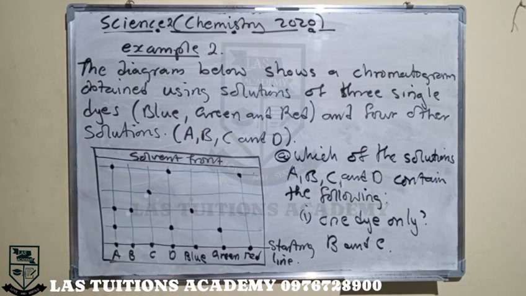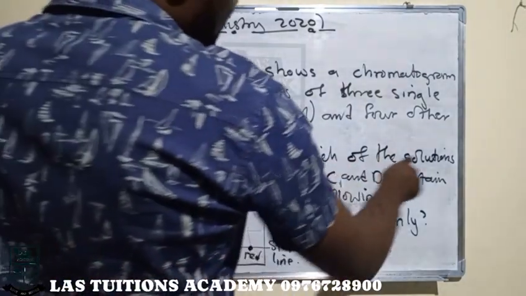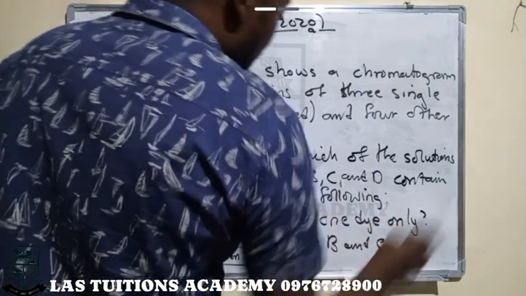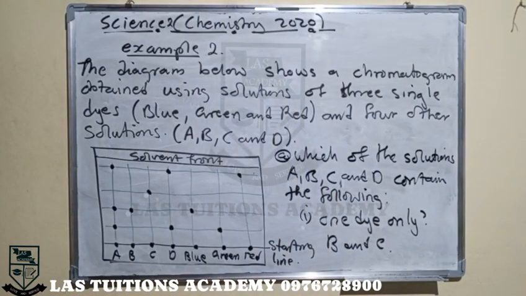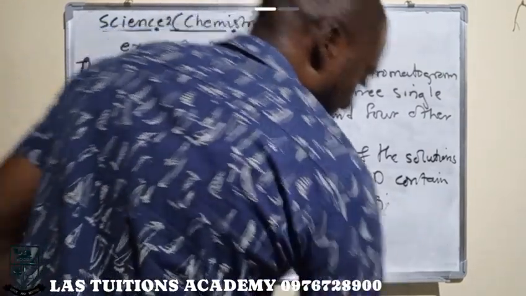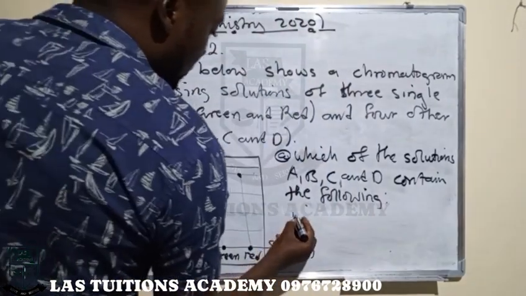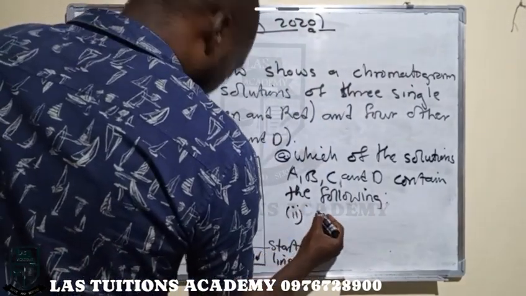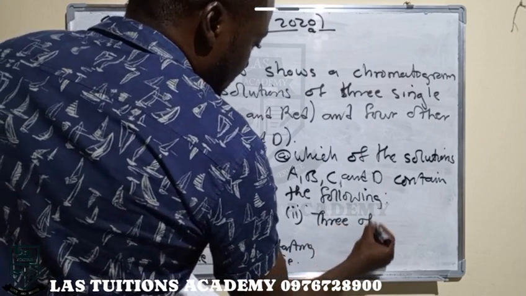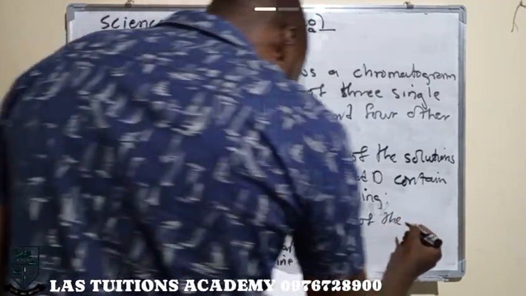So the next question says, part 2 says, the question is the same. Which of the following solutions A, B, C, D contain the following? So Roman numeral 1, we're saying one dye only, and we have answered as B and C. Then we go to the second part, which says 3 of the dyes. So part 2 says, which one contains 3 of the dyes?